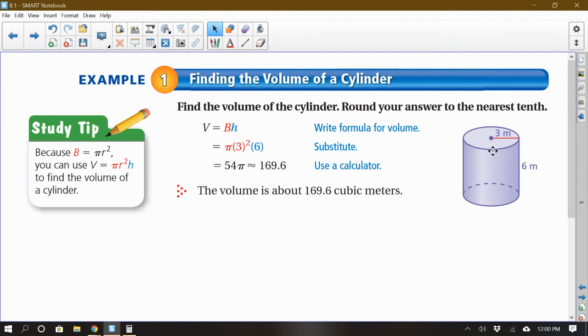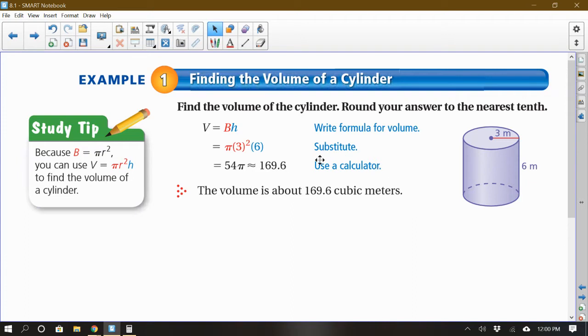You can see here, they've got an example for us. So once again, we have our volume equals the base times the height. I mentioned before, the base of a cylinder is a circle. So really what we have to do is find the area of that circle. And since it's a circle, that formula is pi times the radius squared. So in this case, they take pi times 3 squared, which is the radius of the circle, times 6. The 6 would be the height of the cylinder.